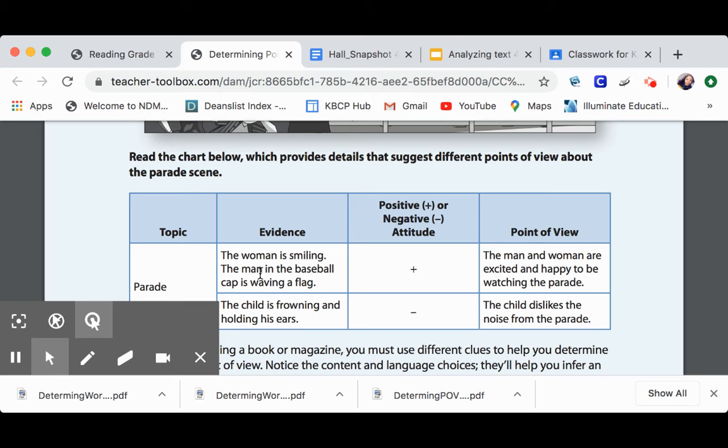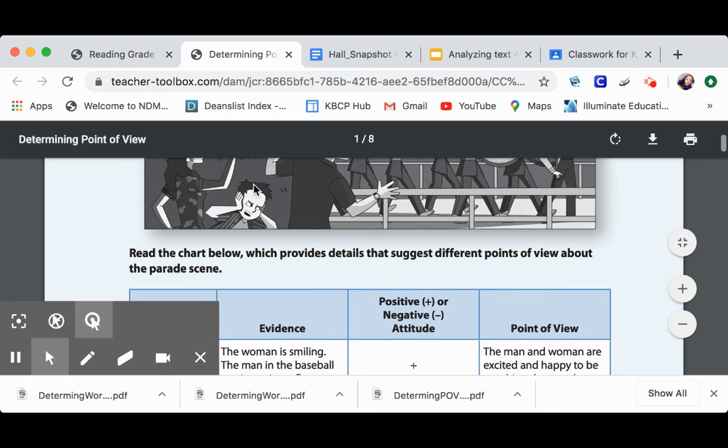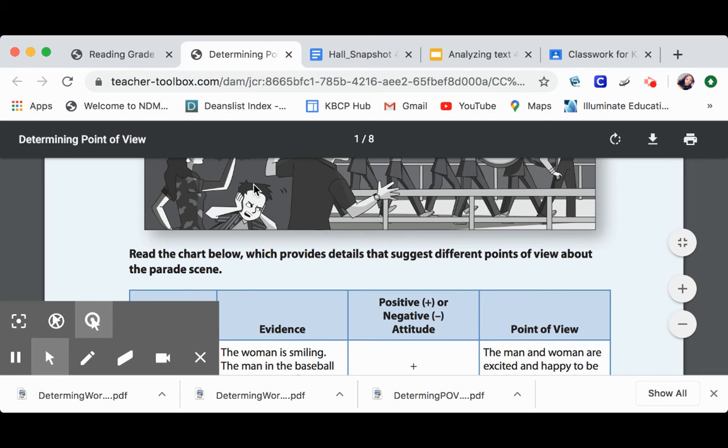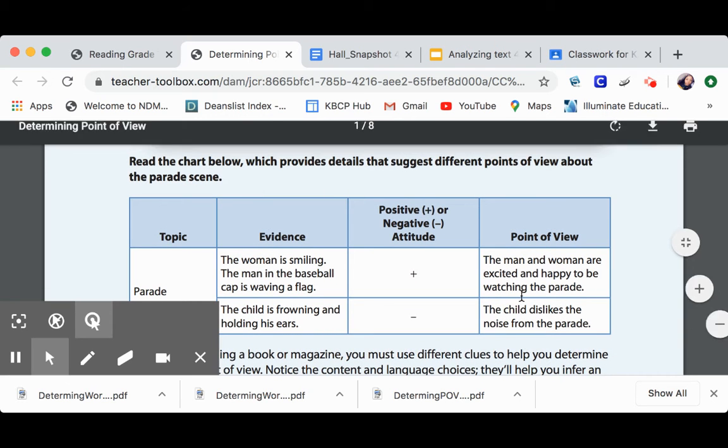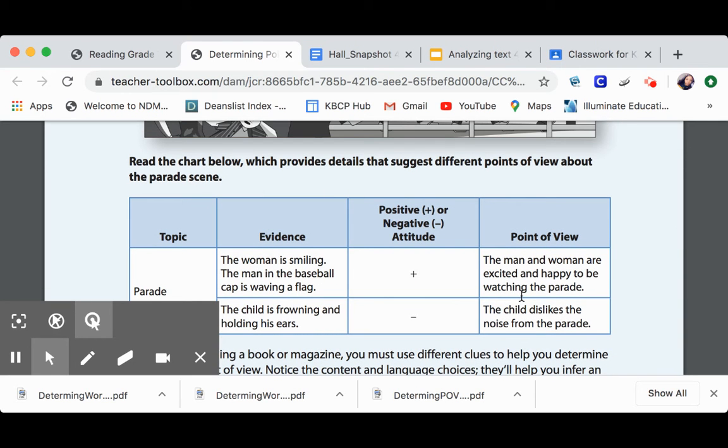While on the other hand, it says the child dislikes the noise from the parade, which would make sense because it looks like he's angry. He has his hands over his ears, which we already know, if you've ever been to a parade, a parade is loud. It's going to be music. If he has his hands over his ears, he doesn't want to be here. It's not what he wants to hear. He's not interested in what's going on. So of course, that would be looked at as negative, just from those pieces of evidence, and it shows you what point of view that character is at.